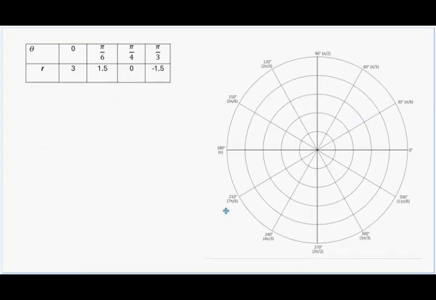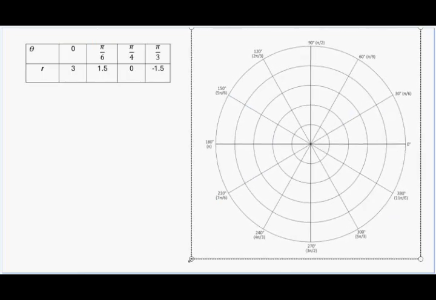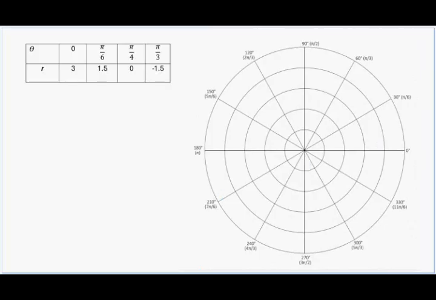So here's the graph. Let me make this a little bit bigger. All right. Remember, x-axis, y-axis, and origin symmetry. So we're going to start at 0, 3. So on the 0 radians, we're going to go out 1, 2, 3 units. We're right on the x-axis. So this is reflected to itself over the x-axis.